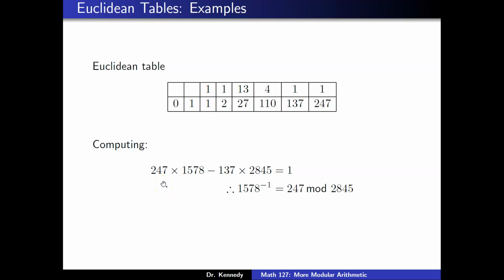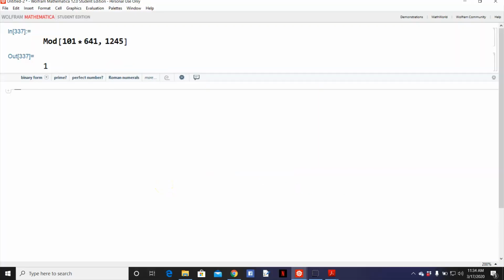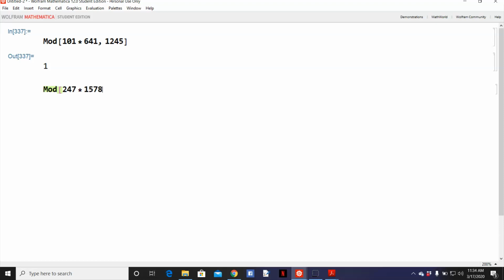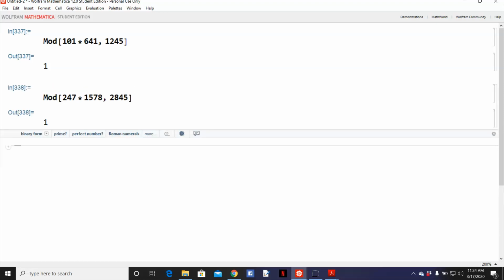Let's verify that quickly. So we take 247, we multiply it by 1578, and we reduce that mod 2845. And sure enough, we get 1 as expected.